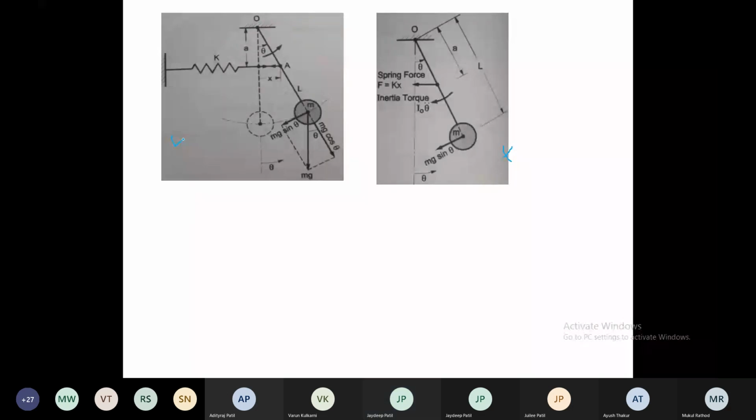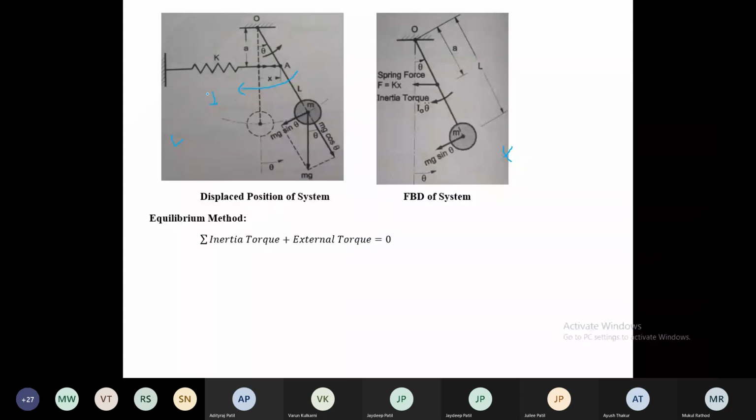Okay, only you have to draw this figure. Already you have done. Now you have to write down the equation of equilibrium method or D'Alembert's principle. Summation of inertial torque plus external torque is equal to 0. In the given figure, you have to show the inertial torque in the same figure: I0 theta double dot. And this is the spring force kx. Now you have to consider the torque due to the inertia torque, the torque due to the spring force, and the torque due to mg sin theta. And you have to write down the equation.